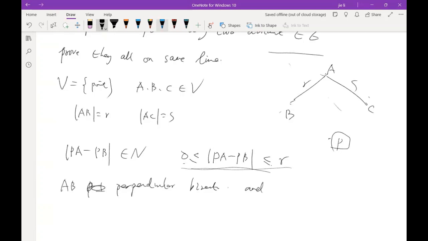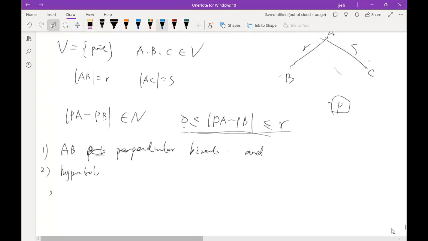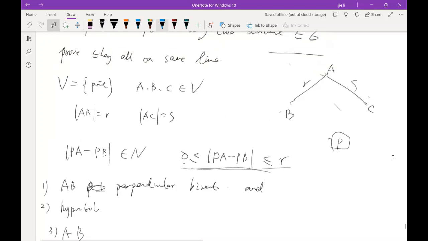So the point P, if you think of that one, it can either be on this perpendicular bisector, or on a hyperbola, or on side AB. That's the only possibilities. So P must lie on this one. And then if you think about this AC, P should also lie on another family of the three cases.